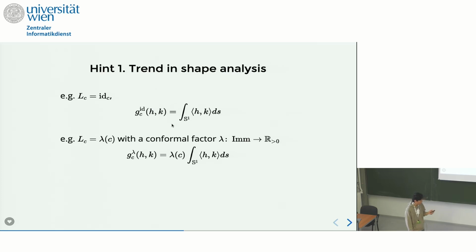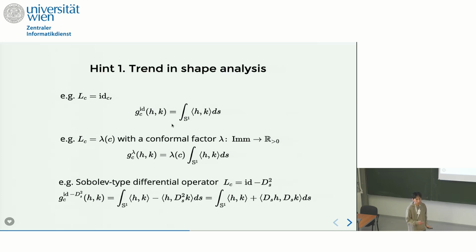This is another example. You can also plug in a local operator, like a Sobolev-type differential operator, identity minus the second derivative with respect to the arc length parameter. Then by integrating by parts, you can see this indeed defines a Sobolev-type Riemannian metric on the space of space curves. Right, so this is the first hint.